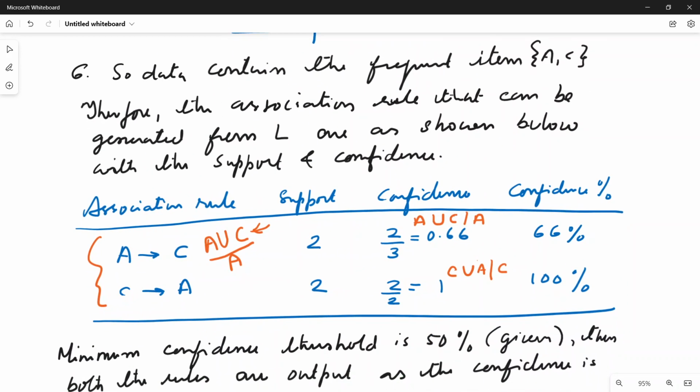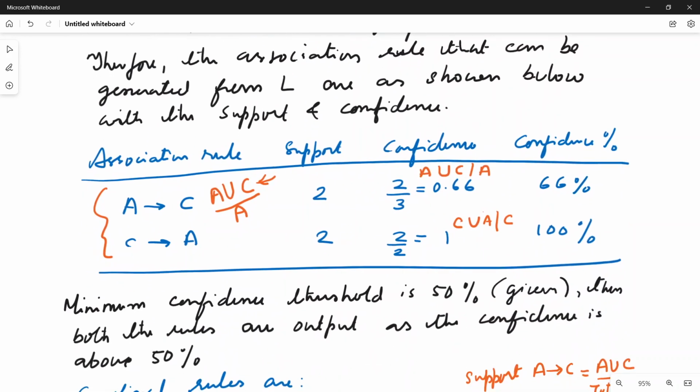We have to find the confidence level A union C divided by A, that is 2 by 3, that is 0.66. So when you convert into percentage, it will be multiplied by 100. So you are getting it as 66%.